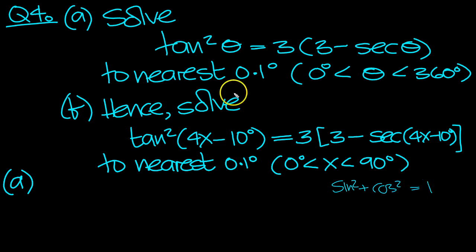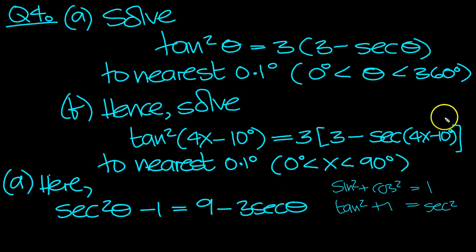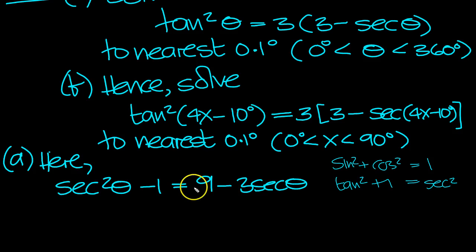So the trigonometrical identity involving tan, if we divide by cos, we'll get tan squared plus 1 is equal to, divide by cos, you get sec squared. Okay, so we know that. So we can replace tan squared by sec squared minus 1 is equal to, and then expand this bracket, 9 minus 3 sec theta. Well, minus 3 sec theta, that's it.